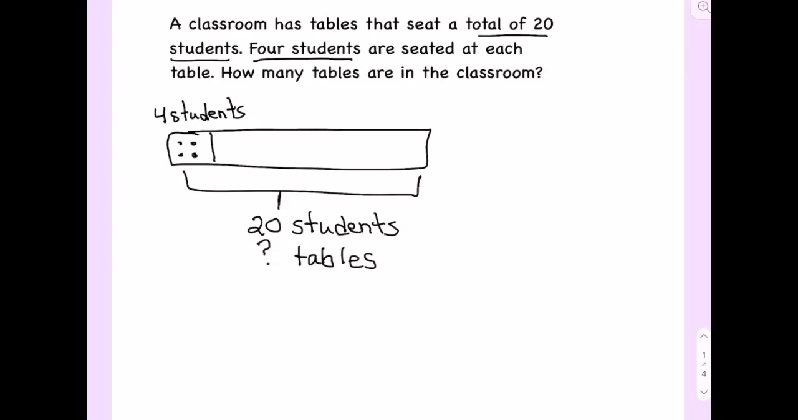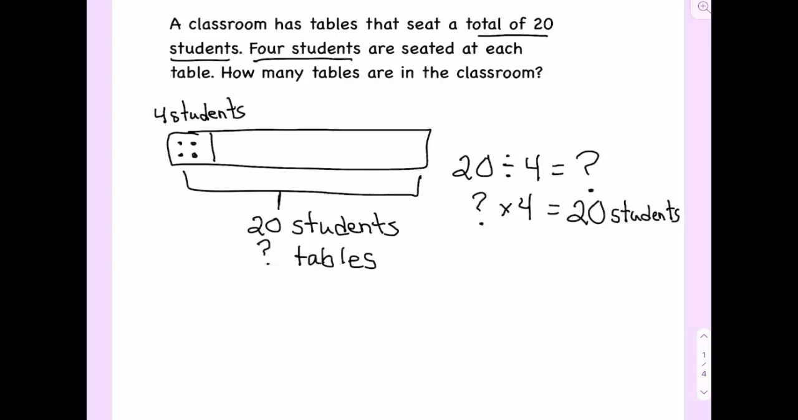Now, before we solve this, we want to write a division sentence that shows this information. So the division sentence always starts with the total. So we have 20 students divided by 4 students at each table, which means this is the unknown. We can write a multiplication sentence that represents this information as well. We have some unknown, the number of tables, times 4 students at each table gives us a total of 20 students.